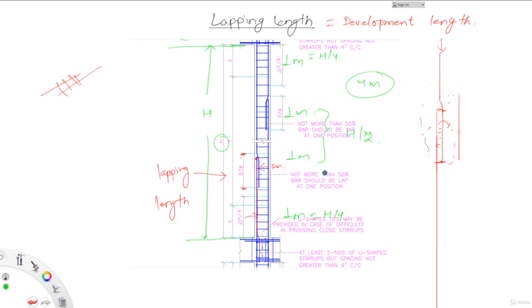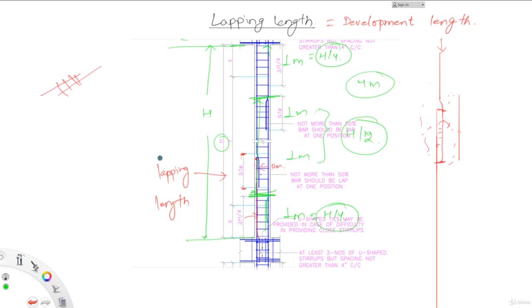The code says that you cannot provide the lap in the upper H by 4 and the lower H by 4 region, and you can only provide the lap in the middle H by 2 region. That is within this 2 meter region. You can provide lap anywhere you like there. You cannot provide your lap here and you cannot provide your lap here.